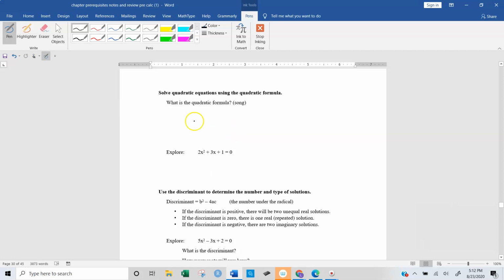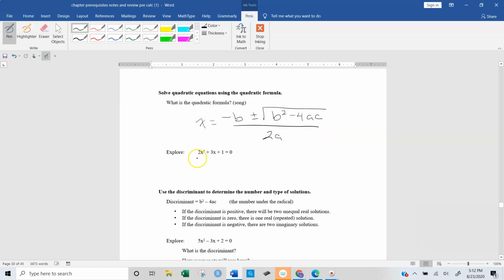I'm hoping you remember the song, the quadratic formula. We've sung it enough. So the quadratic formula is x equals the opposite of b plus or minus the square root of b squared minus 4ac all over 2a. Sing that if you don't know that, so you get it memorized. It's another way of solving.